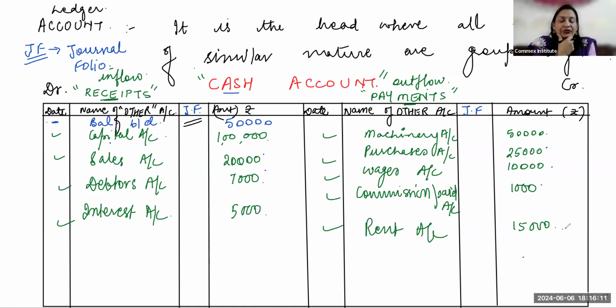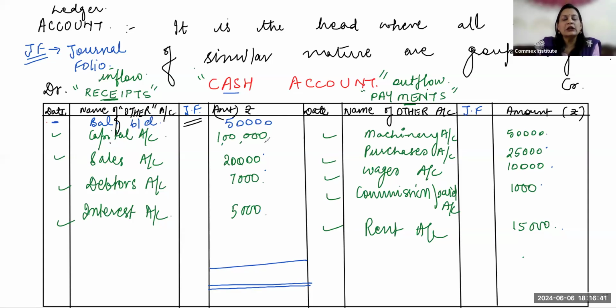Now we want to find out what my closing balance of cash is at the end of the month or at the end of the year. What is my final balance? Now, how do we find that out? This is known as balancing of the account. Whichever is the heavier side, we have to make the total of that.